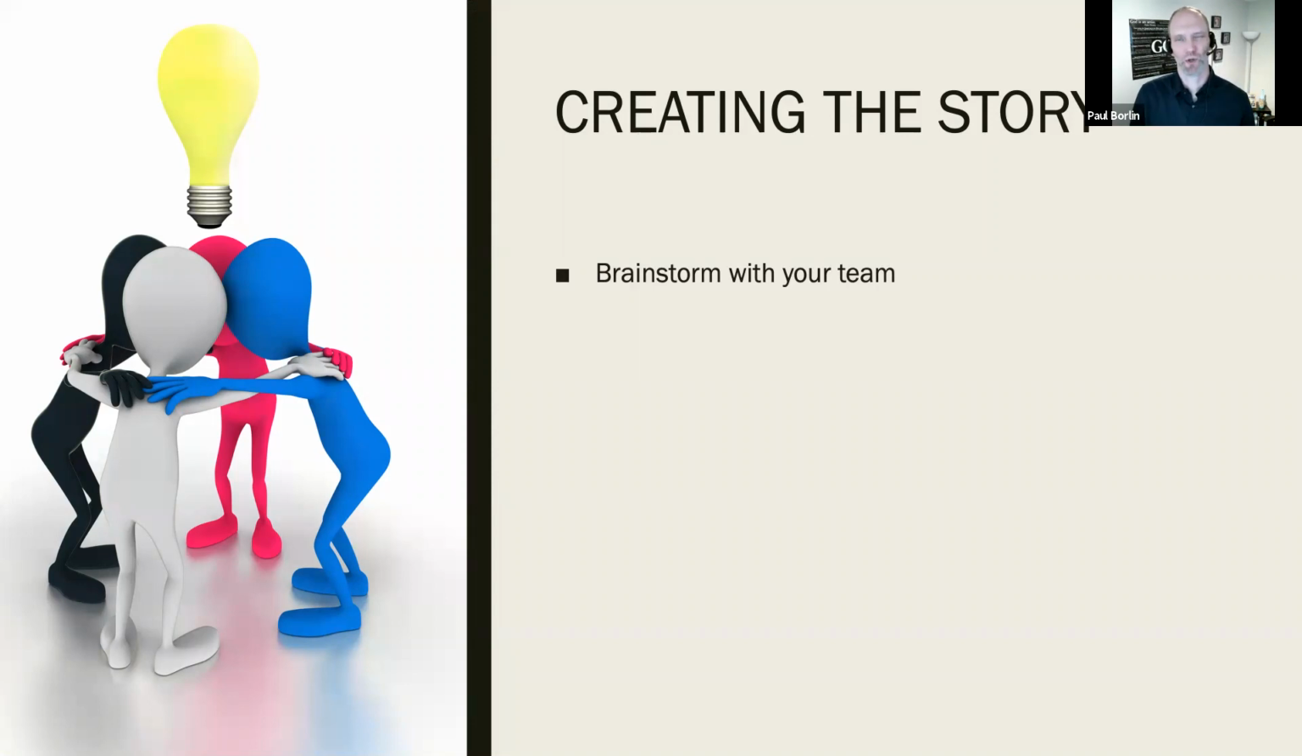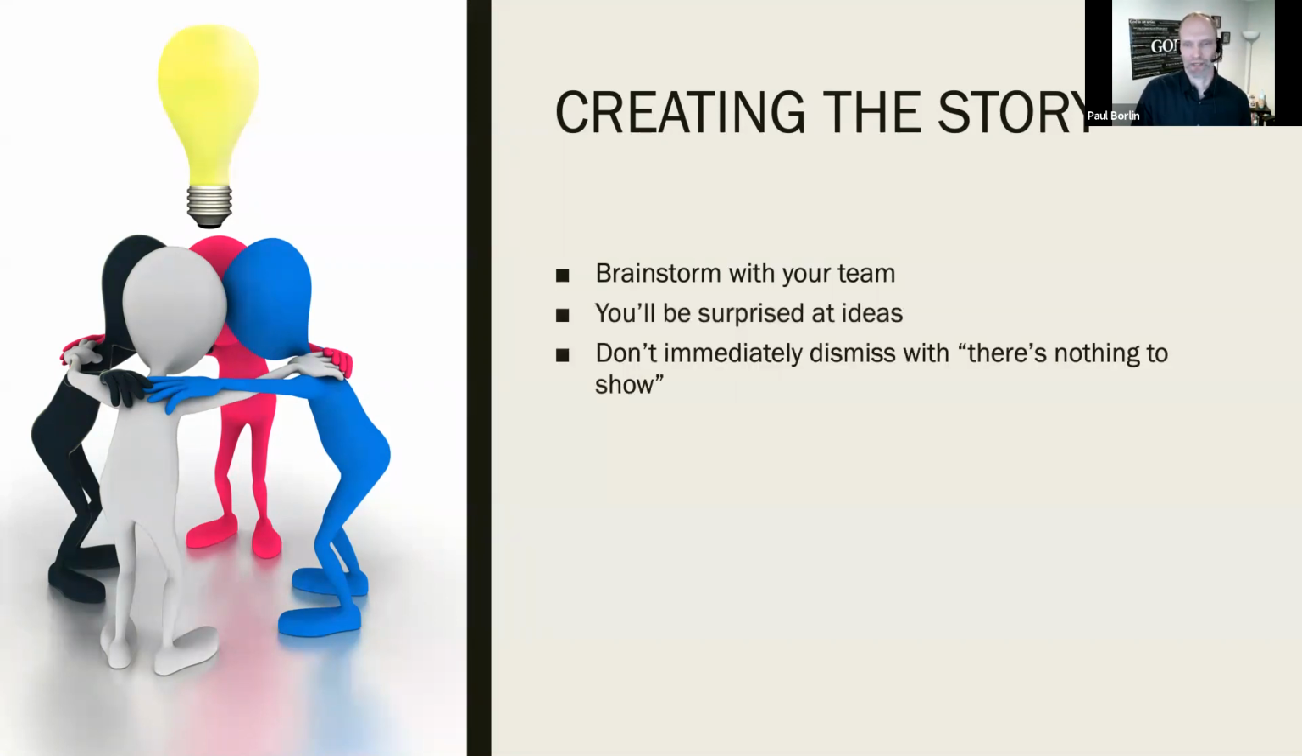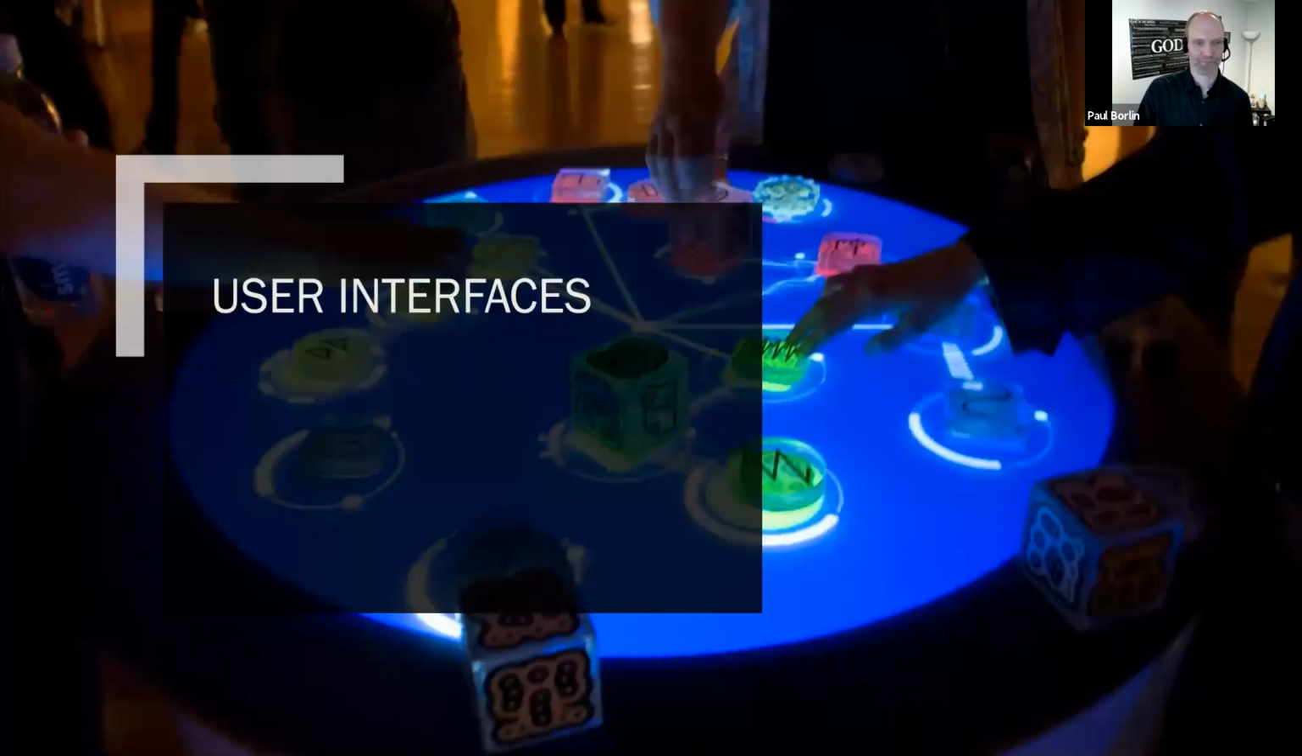Often it's dismissed, like, oh, what can we show tomorrow? Like, oh, there's nothing to show, it's a back end. Don't fall into that trap. Start brainstorming, try to think of what you can do. Like, oh, maybe we can get this ball of yarn and pass it around to different people, and we can show with that ball of yarn, this is how things are connected, blah, blah, blah. So brainstorm with your team, you'll be very surprised what people can come up with, especially as you get better at telling your story. And don't immediately dismiss, there's nothing to show.